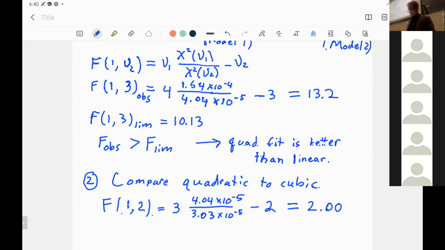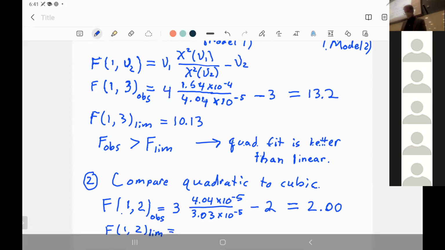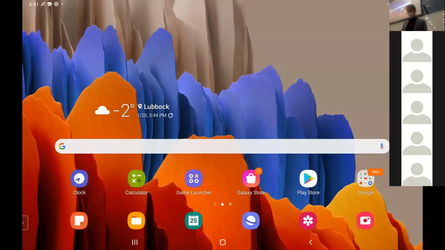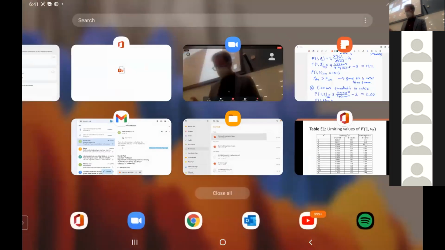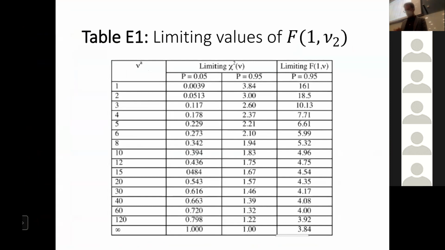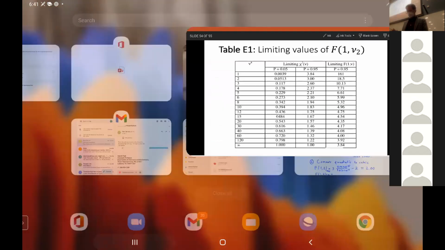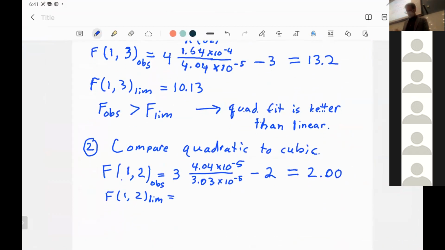Okay, so we could call this F12 observed. And what is F12 limiting? Is it going to be the same number that we used last time? No, because the number of degrees of freedom is different now, right? So we have to go back to our table and look up this limiting F value for 2 degrees of freedom. That's in this row here, and the value is 18.5.